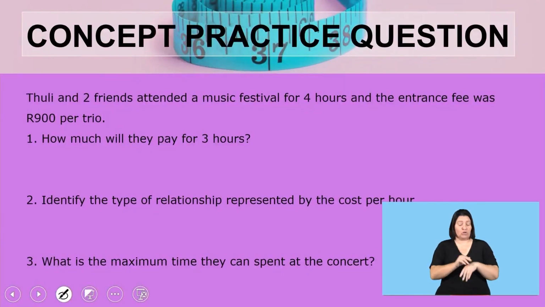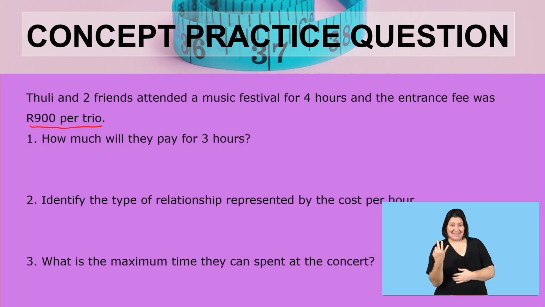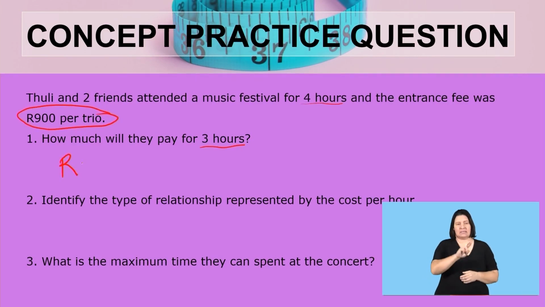Thuli and 2 friends attended a music festival for 4 hours, and the entrance fee was 900 rand per trio. Remember, trio means 3 people. How much will they pay for 3 hours? So if 900 rand is the amount which is meant for 4 hours, it means if they stay in the festival for 1 hour, they will pay the same amount. 2 hours, the same amount. 3 hours, same amount. As long as they did not exceed 4 hours, it is still the same amount. The answer is 900 rand.